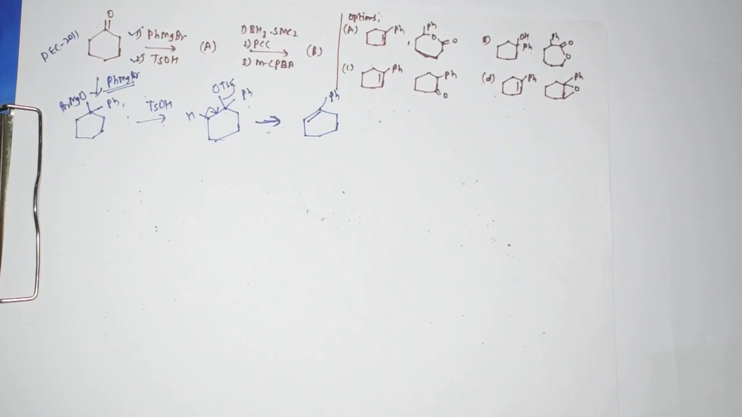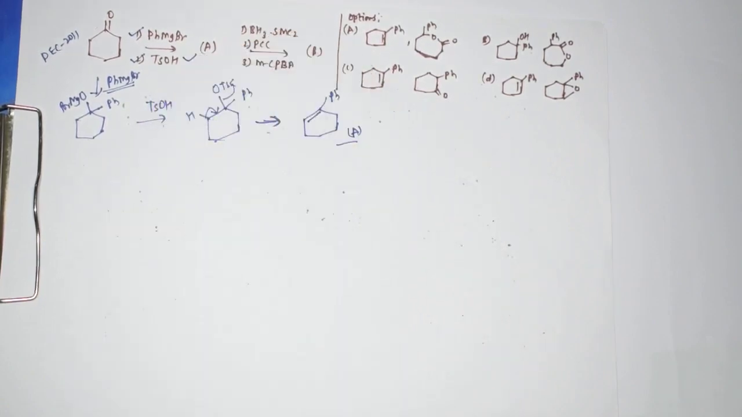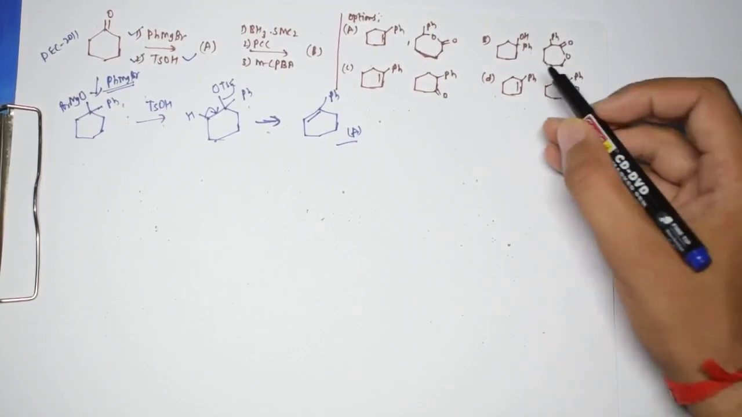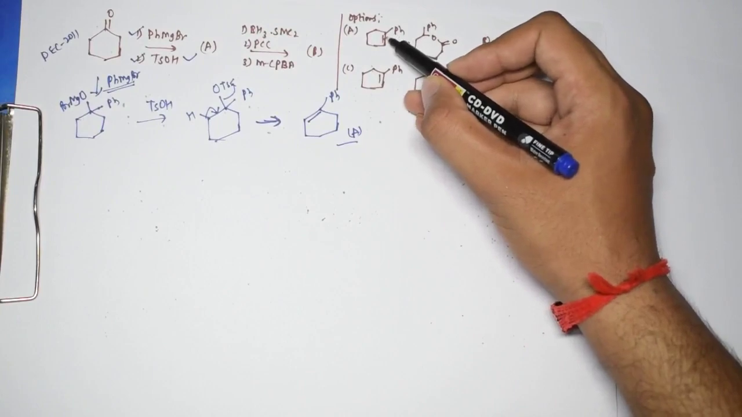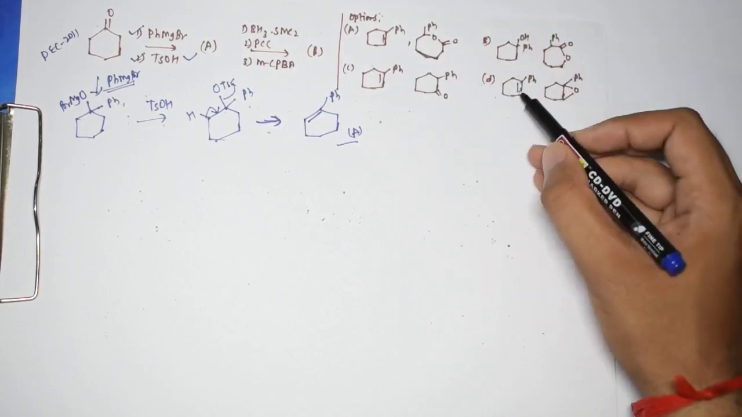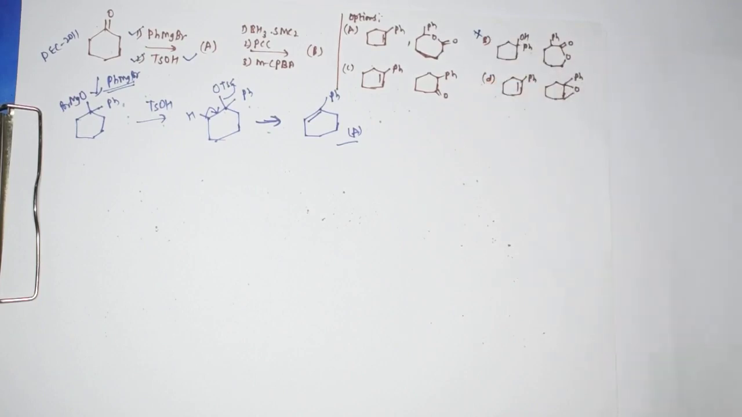Now, we have found our A product. So, this is A, right. Now, in the options what you can check, either this may be correct or this may be correct, but B cannot be the answer actually, right. So, among A, C and D, one will be the correct answer. Now, let us try to find out which will be the correct answer.